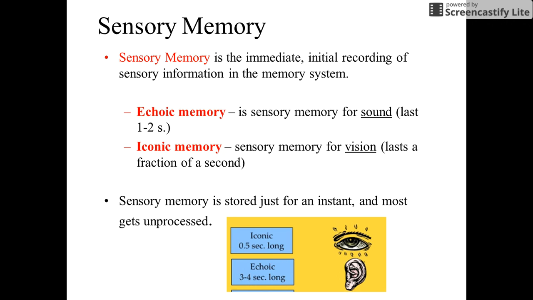Iconic is a visual. You remember the vision that you saw, usually for a fraction of a second, so a little bit shorter. So which one lasts longer is the echoic. Sensory memory is stored for just an instant and most gets unprocessed. A good thing that you might want to draw are the pictures below of the eye and the ear to help you remember.